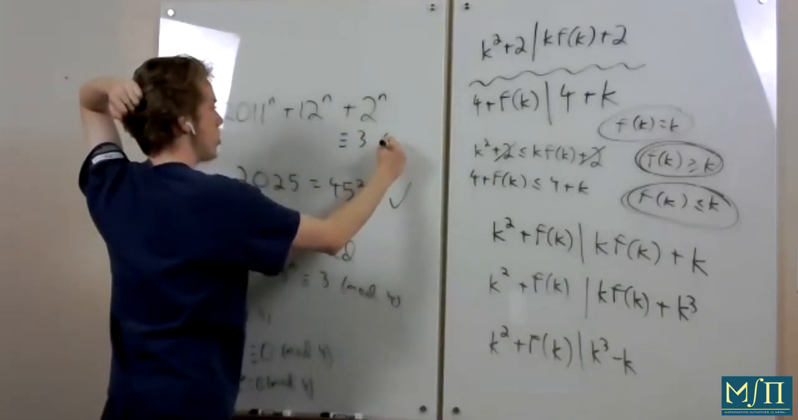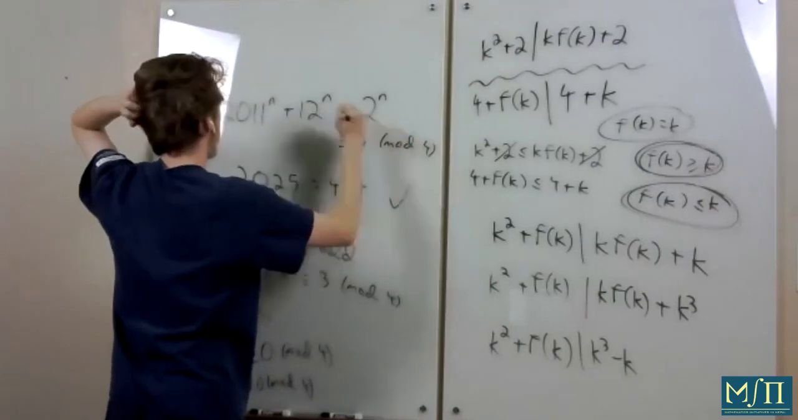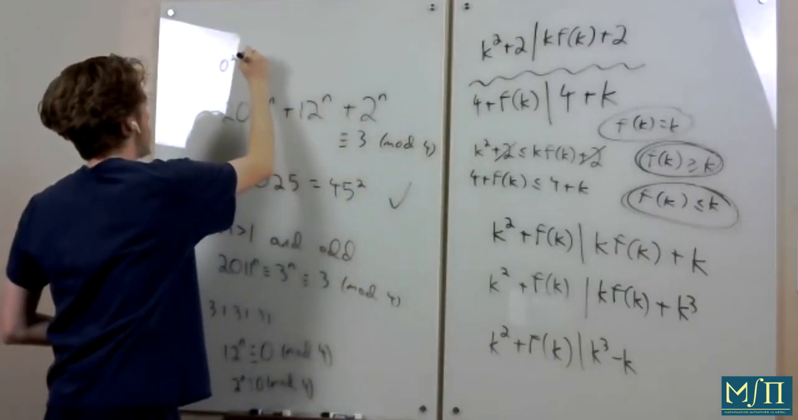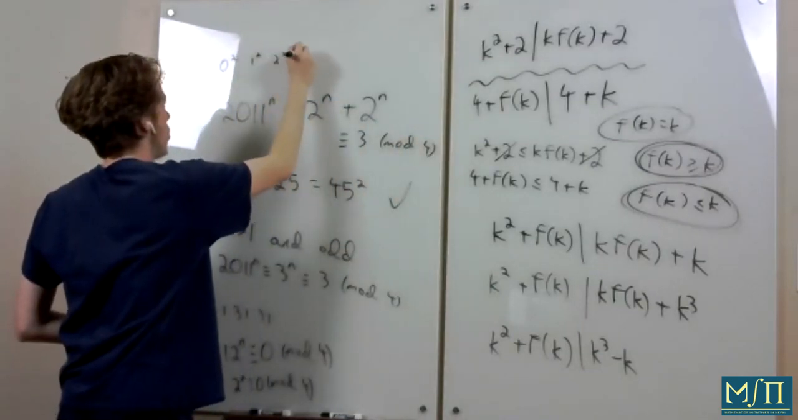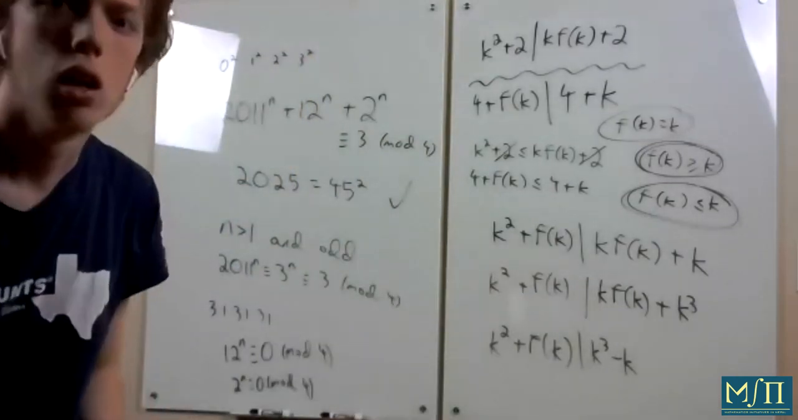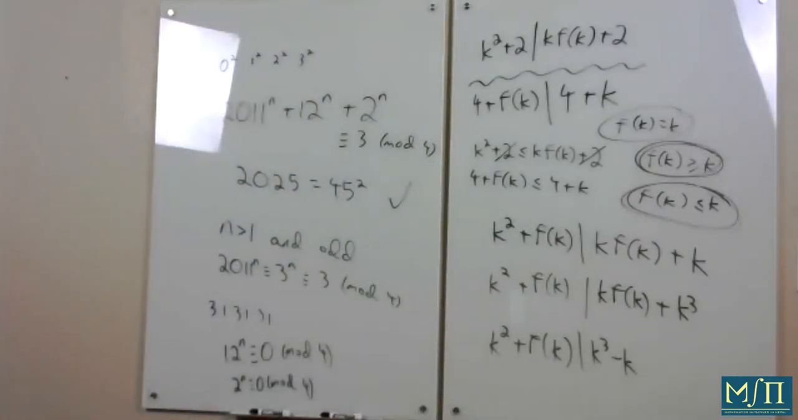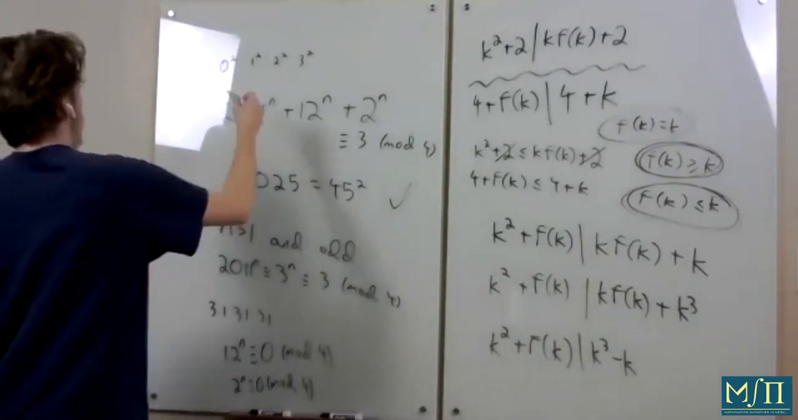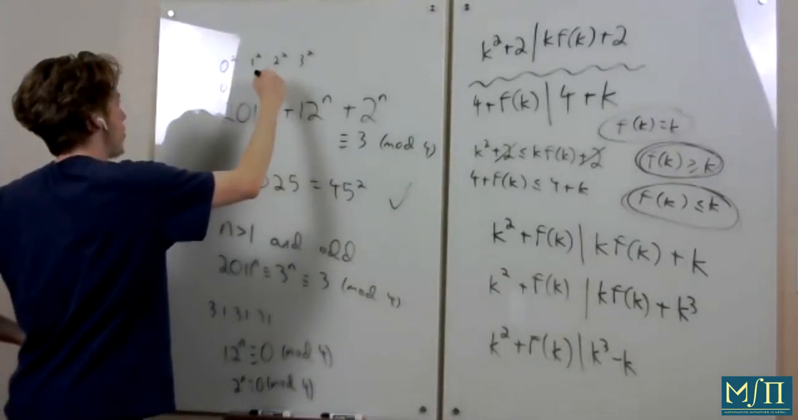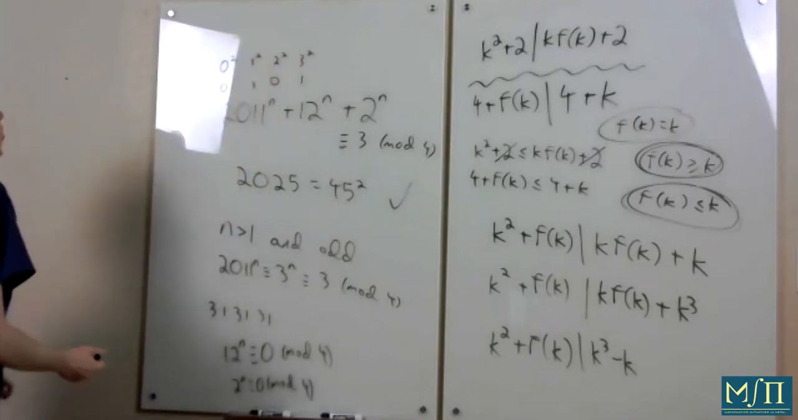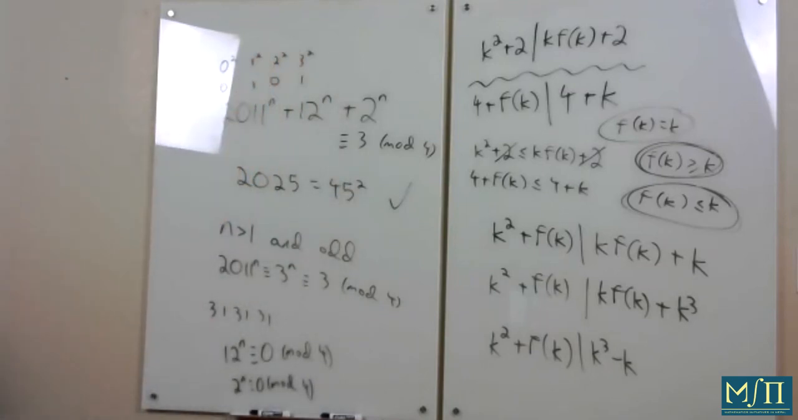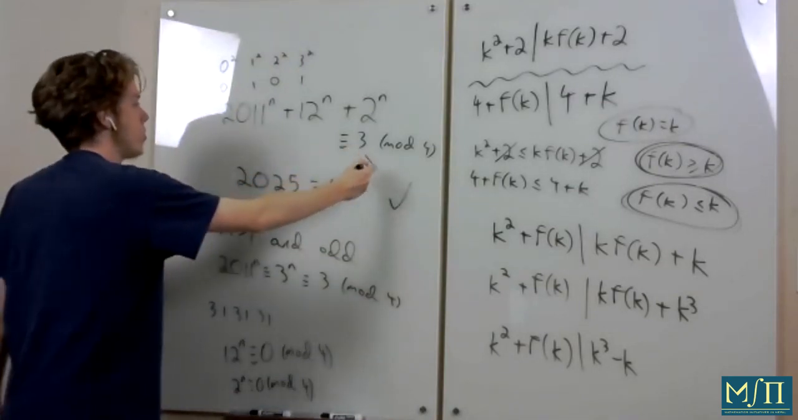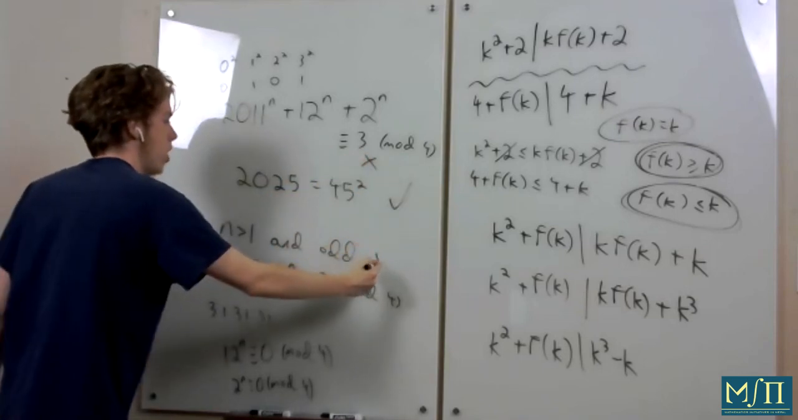And then if you just look at all the perfect squares mod 4, just 0 squared, 1 squared, 2 squared, 3 squared, any perfect square is congruent to one of those mod 4. And so the only options for perfect squares mod 4 are 0 and 1 mod 4, and so it can't be 3 mod 4. So any n greater than 1 and odd fails.